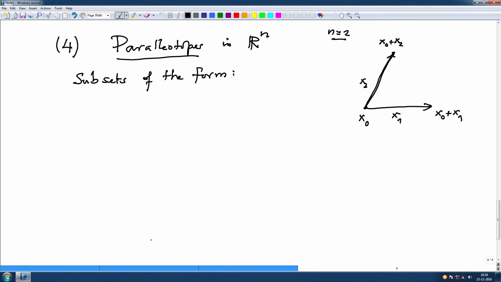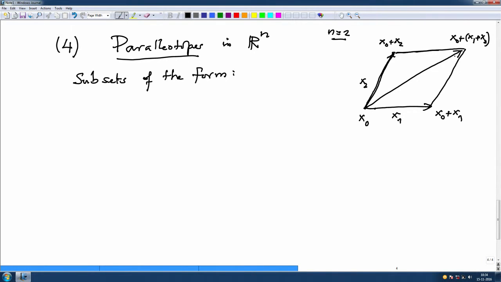and then you complete a parallelogram. If you want to add these two vectors, the parallelogram rule says to complete this parallelogram, and this is x1 plus x2, this vector. Now this point here is x0 plus x1 plus x2. That is the definition of this sum vector.